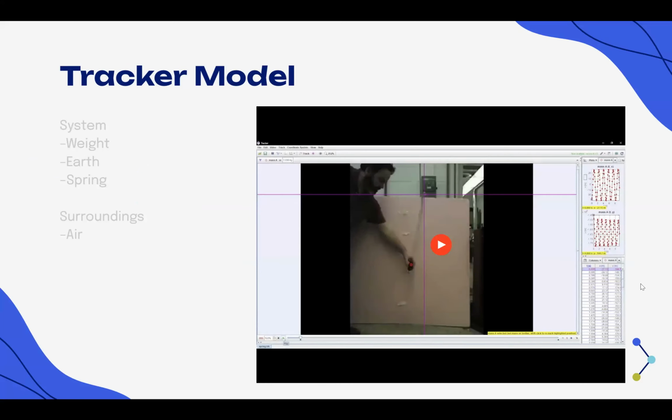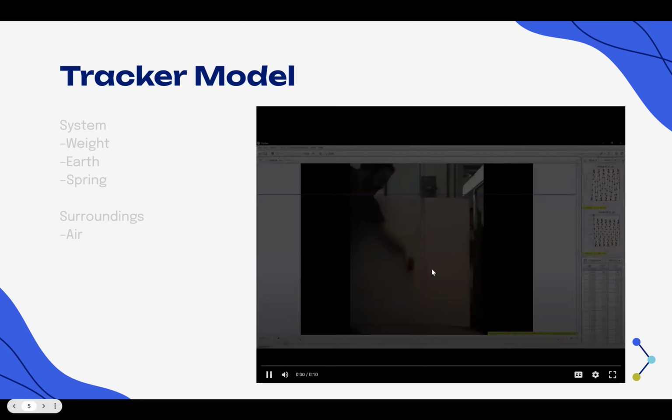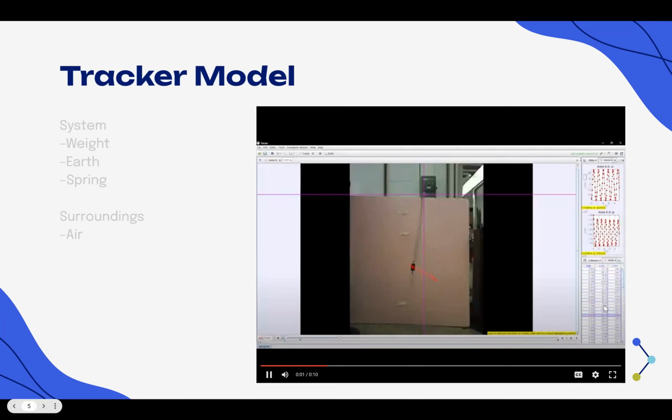So here's my tracker model. We have the system, which is the weight, the earth, and the spring. And then for the surroundings, we just have air. You can see here the tracker moves around in almost a circular path, and it starts to act as a pendulum, oscillating in both the X and Y directions.